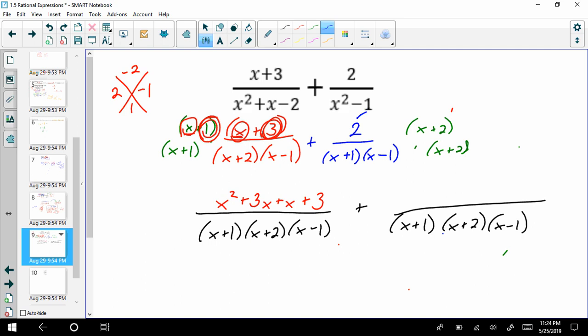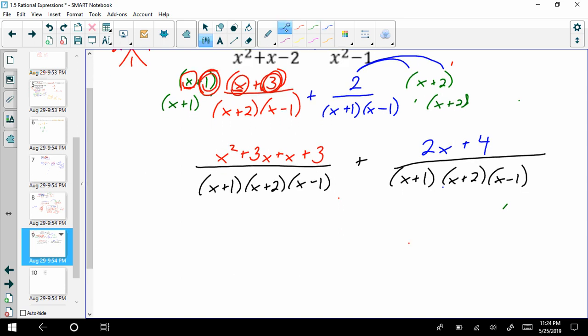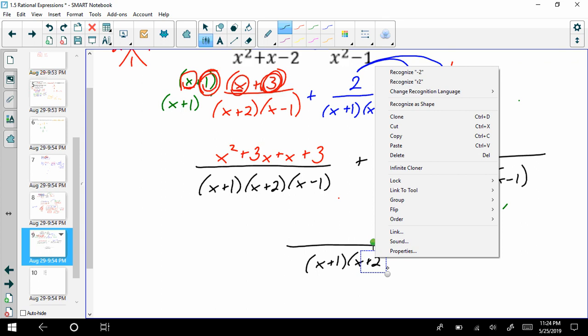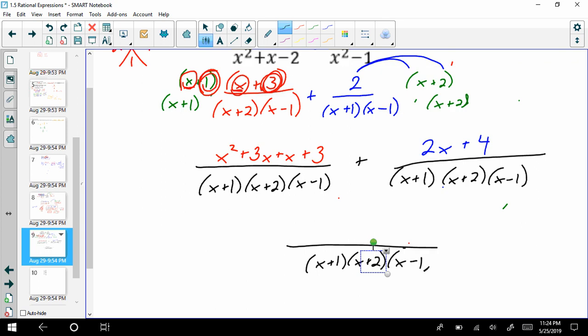And then the other one, I just have to distribute 2 times x, 2 times 2. The whole reason why I did that now is so that I can write this as one fraction. So I just have an x squared. 3x plus 1x is 4x, plus the other 2x is 6x, and then 3 plus 4 is 7.